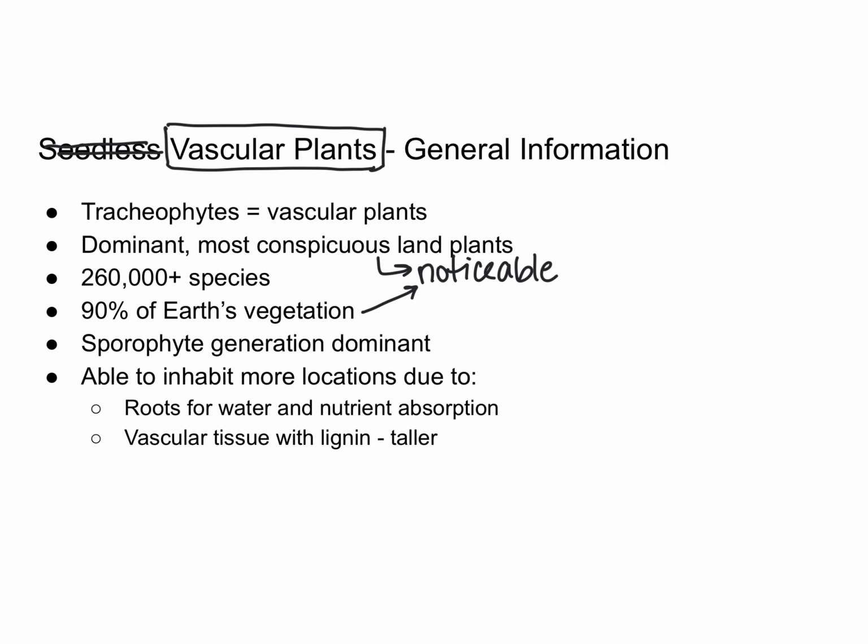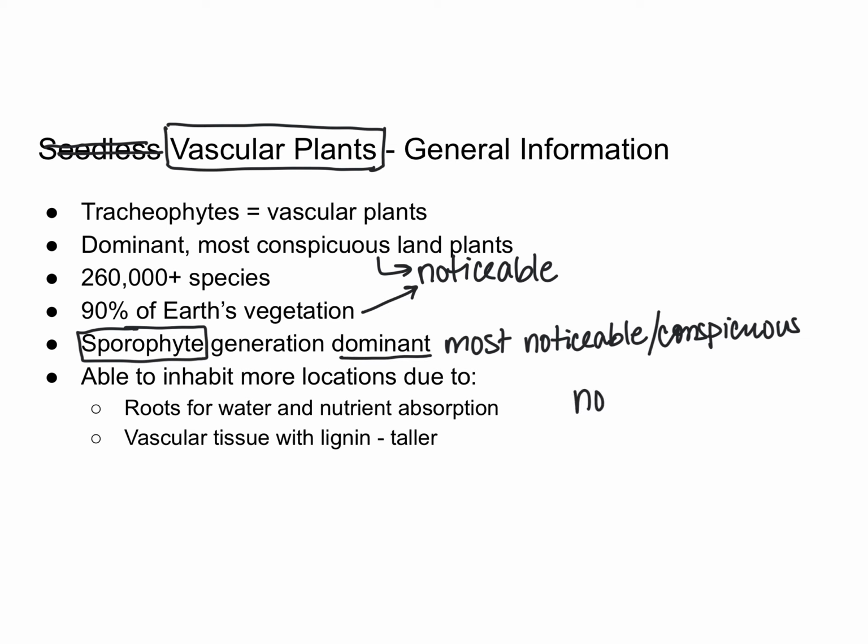Now, in non-vascular plants, the gametophyte generation was dominant, and by dominant we mean the most noticeable. So once again, we can use that word conspicuous. So in vascular plants, the sporophyte generation is more noticeable. In non-vascular, they had a more noticeable gametophyte generation.